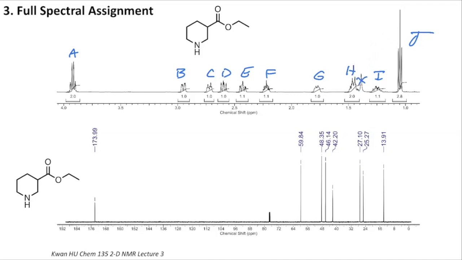Now with the labels done, we can take a look at the integration and splitting. I don't have to write too much about the integrations because they're labeled out here for you pretty clearly. So when we see this 2.0 under A, that just tells us the integration is 2.0 and it stands for 2 hydrogens. Most of these are 2 or 1 hydrogens, rounding a little bit up or down as needed.